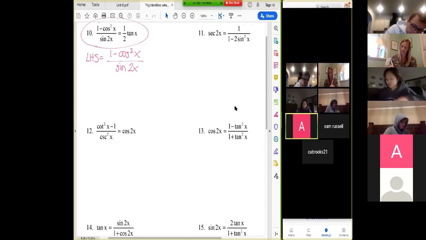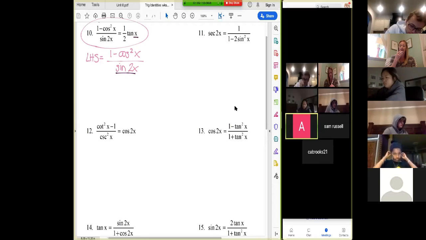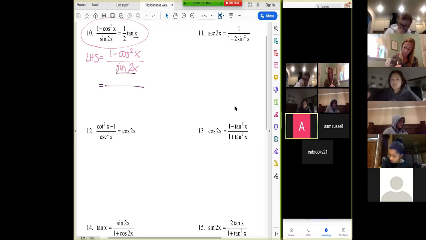First off, when I see that there's a double angle here and my answer is only a single X, I'm going to immediately take that sine of 2X out. So if I'm looking at my identity sheet, what does my identity sheet say I can replace sine of 2X with? 2 sine, cosine. 2 sine, cosine, right?